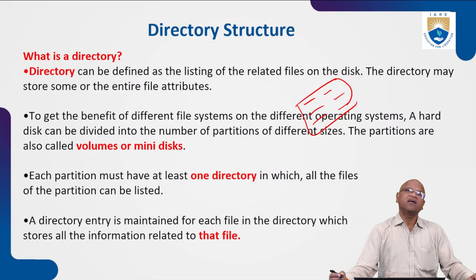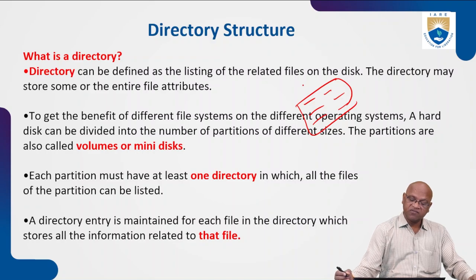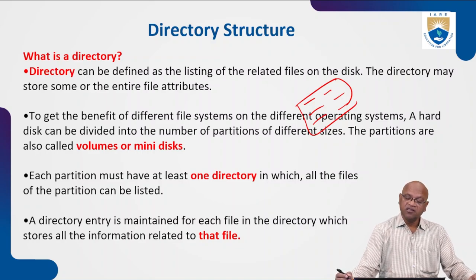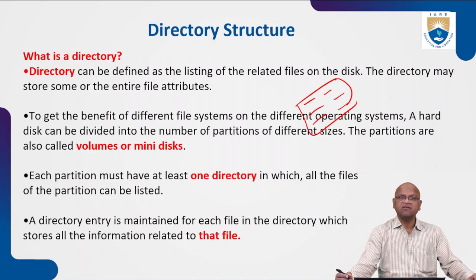The directory may store all our file attributes. This is a directory, for example the Windows folder in the C drive. In this folder, we keep saving the relevant files, and it is maintained in the directory structure. We will also see how the files are saved in this directory.